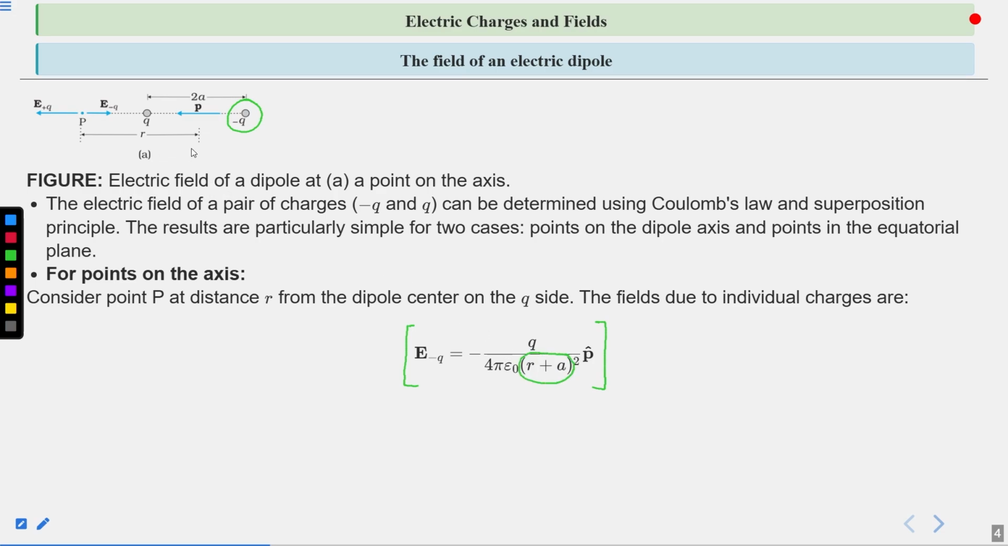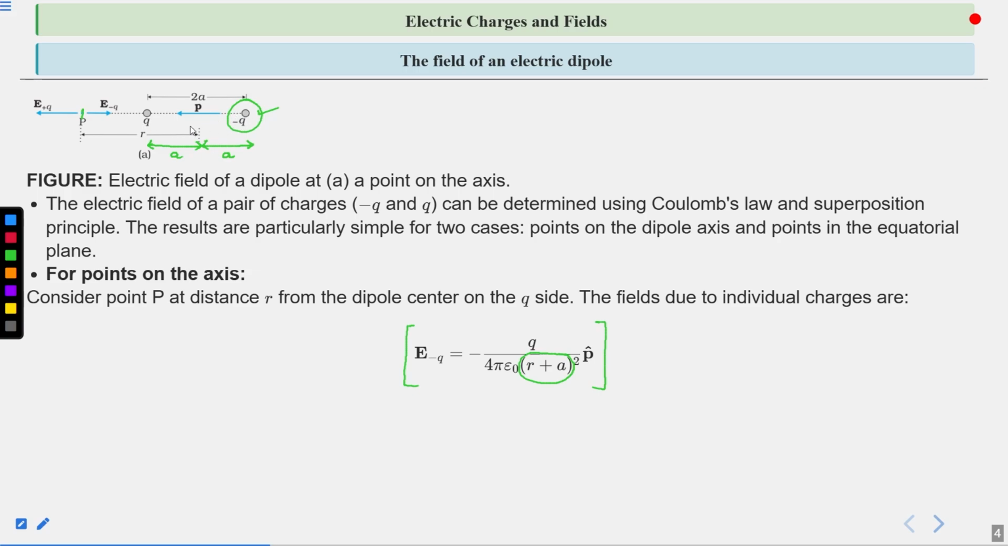Look at here. Here we have to find out the electric field due to charge minus q. What will be the distance from charge minus q to point P? It is r plus a. You know the distance between the charges is 2a, so from here to here the distance is a, and from here to here the distance is a, separated by 2a. It means here we have to find out the electric field due to charge minus q.